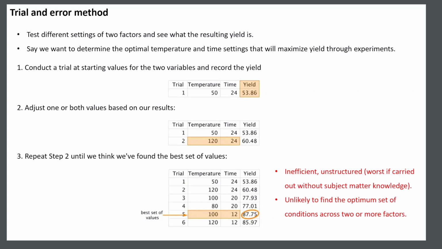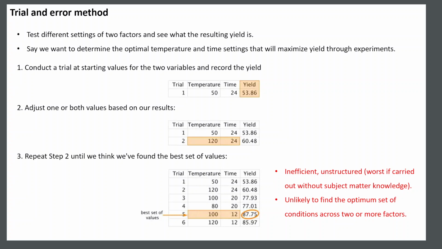So one is like the lower circuit, which is 50. For the 50 and 24 combination, the yield we know already is 53.86. We increase it to 120/24, for that we know 60.48. And then we decrease the temperature to 100, and we decrease the time also. For 100 degrees Celsius and 20 seconds, we can see there's a further increase in the yield.